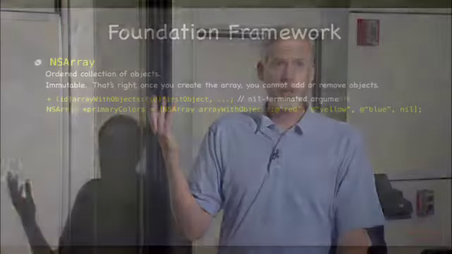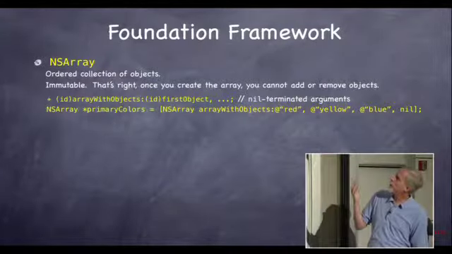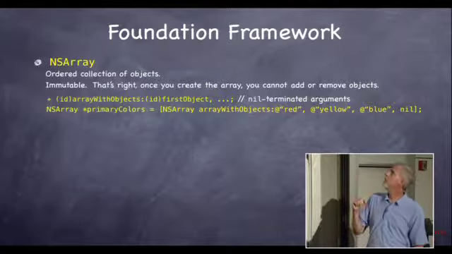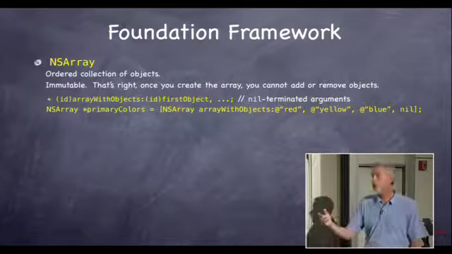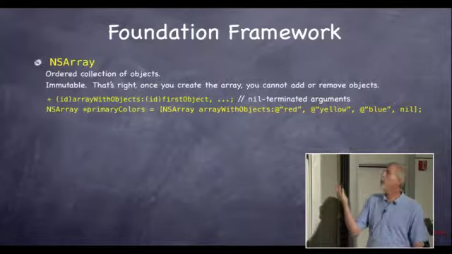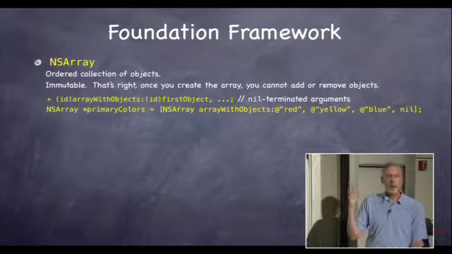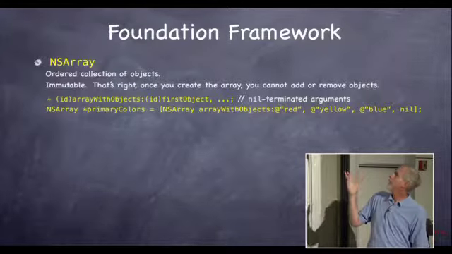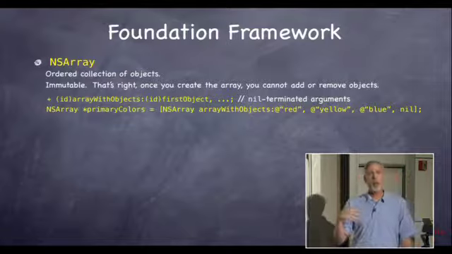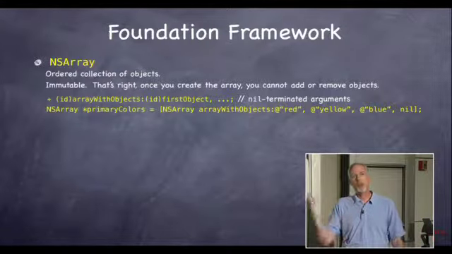So if you've got an immutable array, how do you put anything in it? Well, you do it at creation time. And there are quite a few class methods to create an array. Here's one called arrayWithObjects. It's one of these with a comma where you can specify as many objects as you want. It's just a nil-terminated list of objects. So if I wanted to create an array with the primary colors in it, I could say open square bracket NSArray, it's a class method, arrayWithObjects, and then I pass 3 string objects and nil, and now I've got an immutable NSArray with those 3 objects in it.